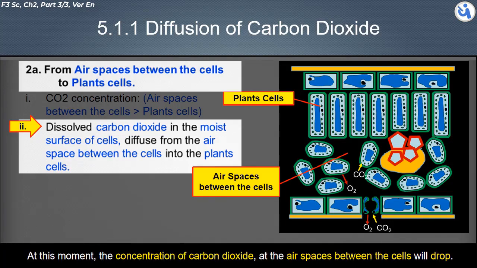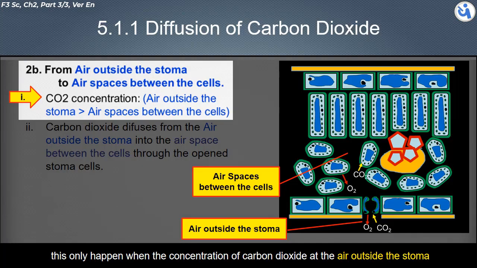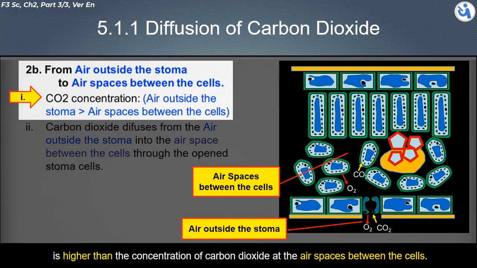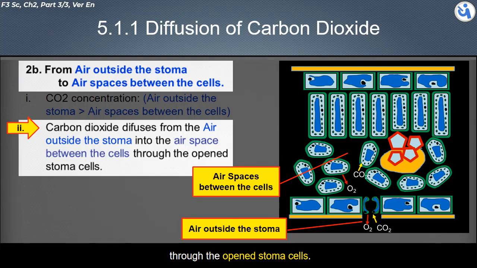At this moment, the concentration of carbon dioxide in the air spaces between the cells will drop. The second stage is the diffusion of carbon dioxide from the air outside the stoma to the air spaces between the cells. This only happens when the concentration of carbon dioxide in the air outside the stoma is higher than the concentration of carbon dioxide in the air spaces between the cells. Carbon dioxide diffuses from the air outside the stoma into the air spaces between the cells through the open stoma.